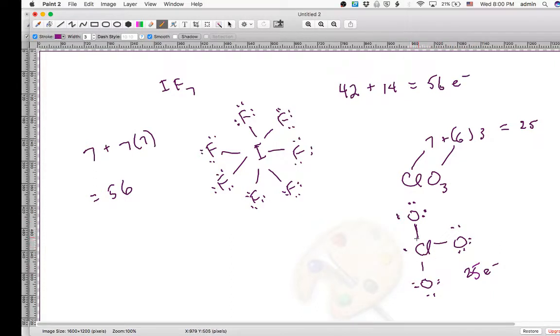Is the chlorine breaking the first rule? Yes, it is breaking the first rule, but there's nothing I can do about it. It must be the case that nature has this molecule. I mean, this molecule exists in nature. It may not exist for a long time, but it exists. Does this really exist in nature? Huh. This is so weird.